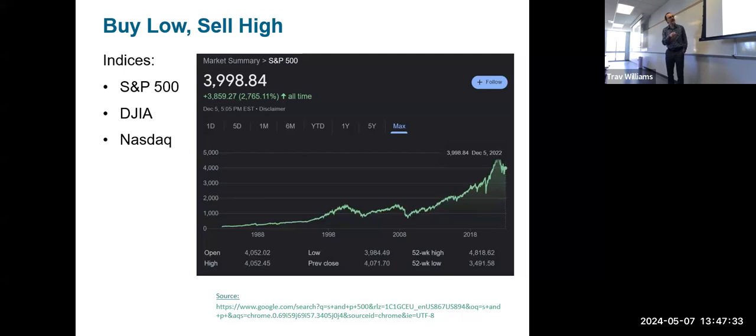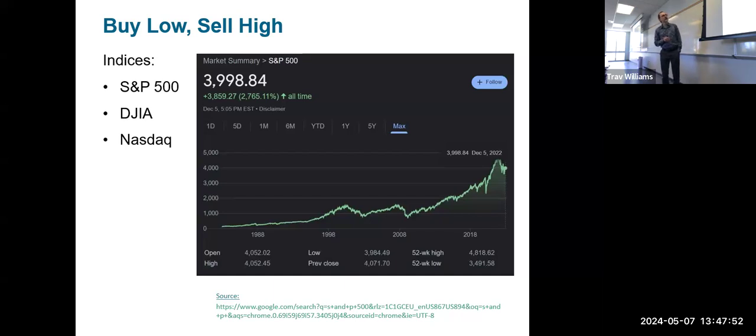And then the NASDAQ is a stock exchange and an index as well. Basically, the tech companies tend to trade their stock on the NASDAQ. So how the NASDAQ overall is doing tells you how the tech companies tend to be doing.